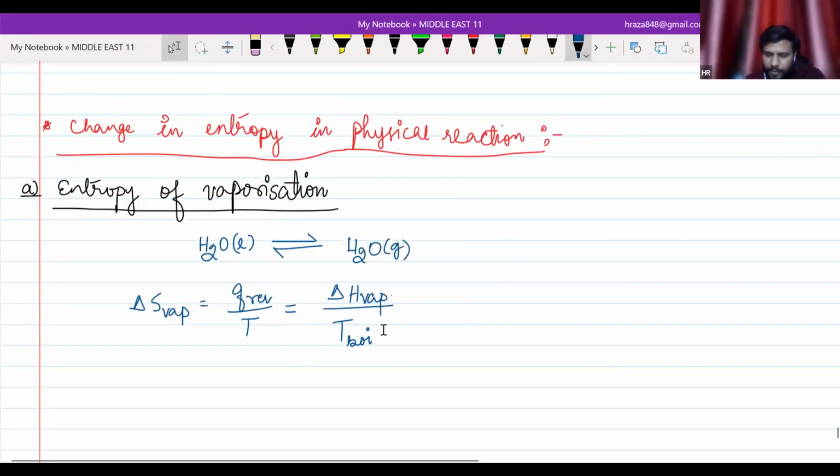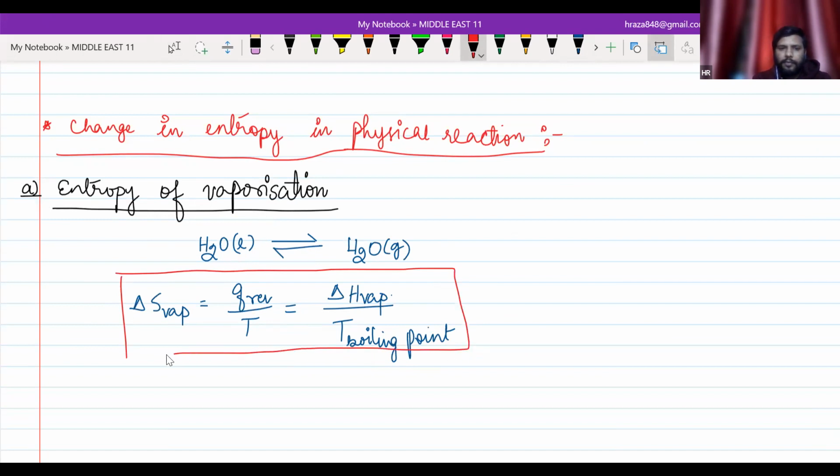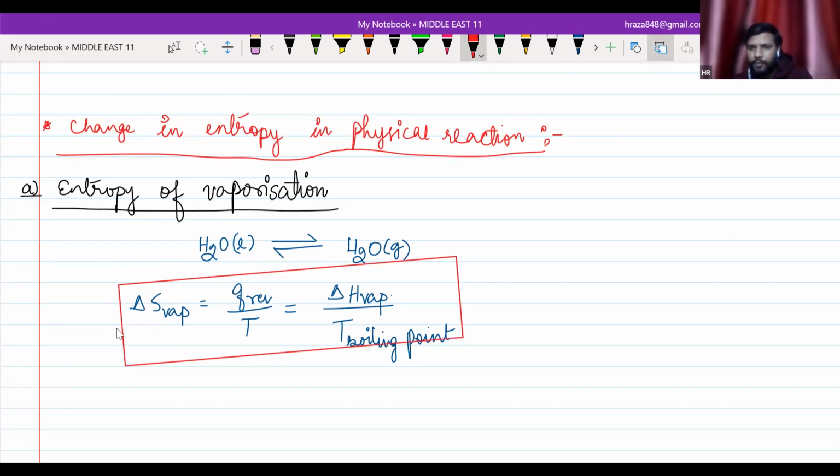When a substance changes its physical state from liquid to gas, that is called vaporization, and the temperature at which it changes its physical state from liquid to gas is called the boiling point. So here the temperature will be the boiling point. If I ask what the T is for water converting from liquid to gas, the boiling point of water is 100 degrees centigrade. Just write it.